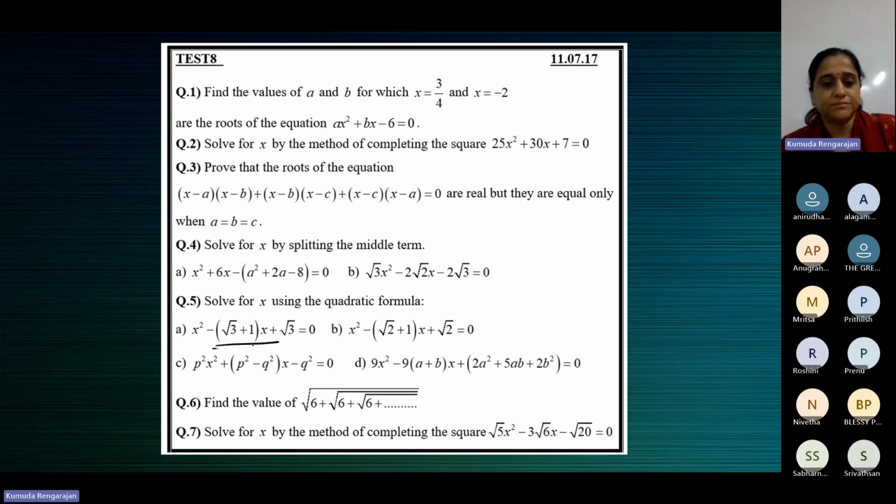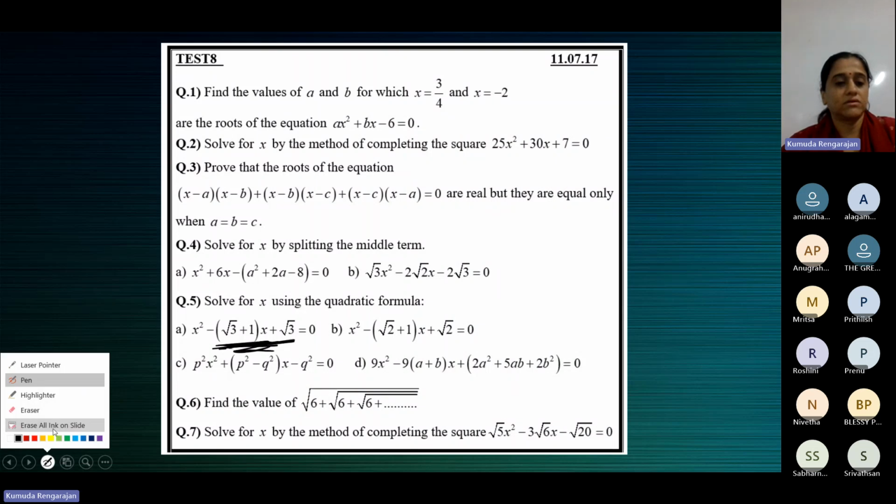Let's do this one. Solve for x using the quadratic formula. Quickly, 5 minutes we have. Let's try to finish this in 5 minutes. Solve for x using the quadratic formula. Take up this A question.